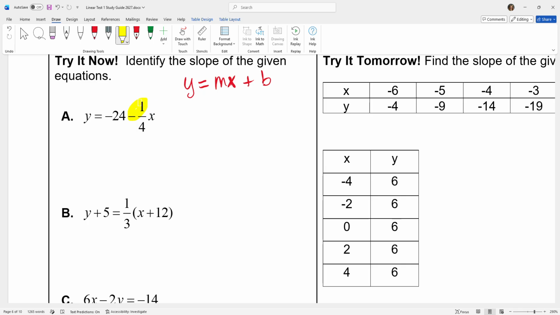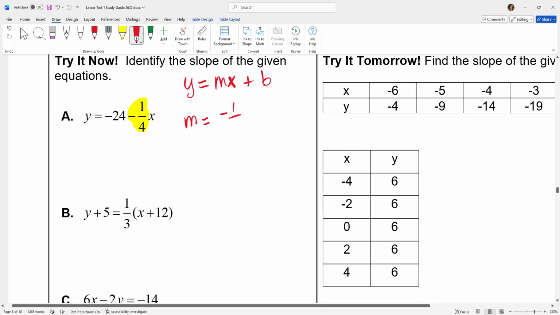So if you notice, the x is right here, the second term. So our m is going to be next to the x. So our m for answer choice A is going to be negative 1/4.